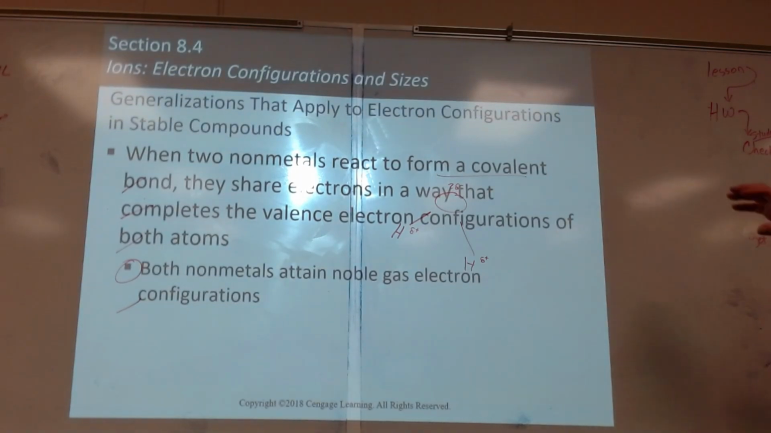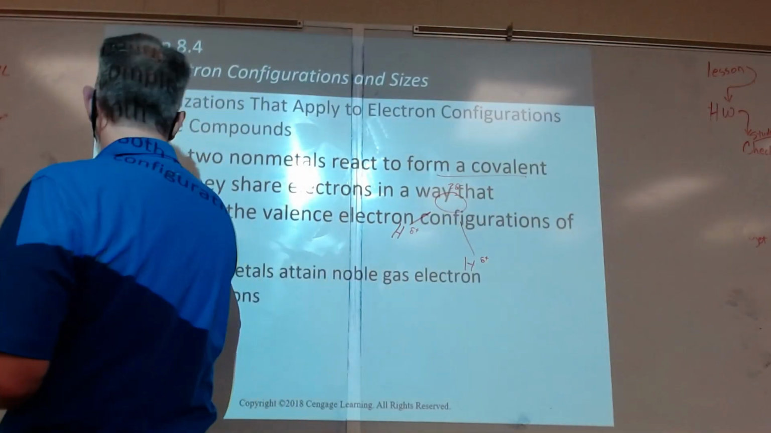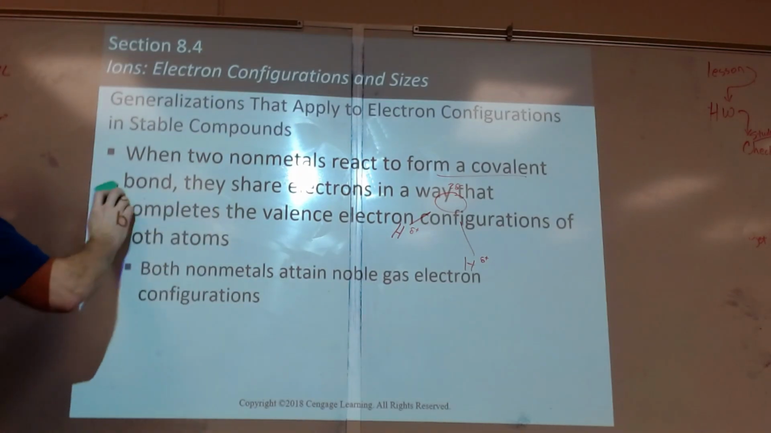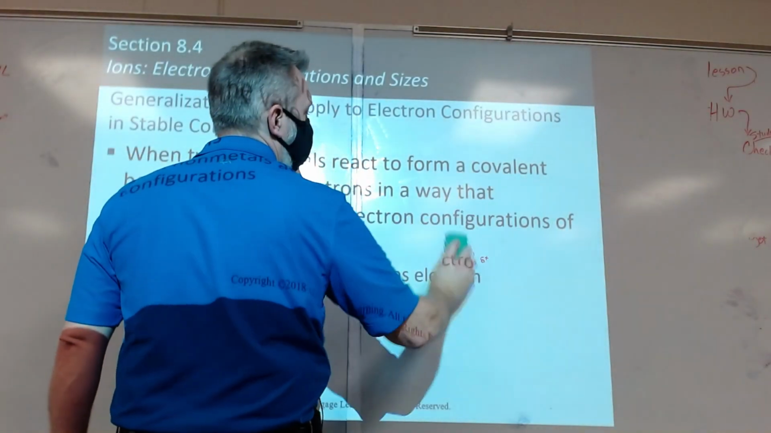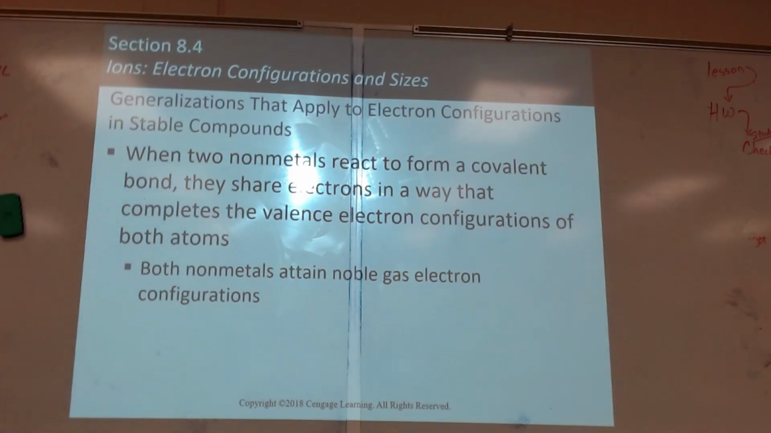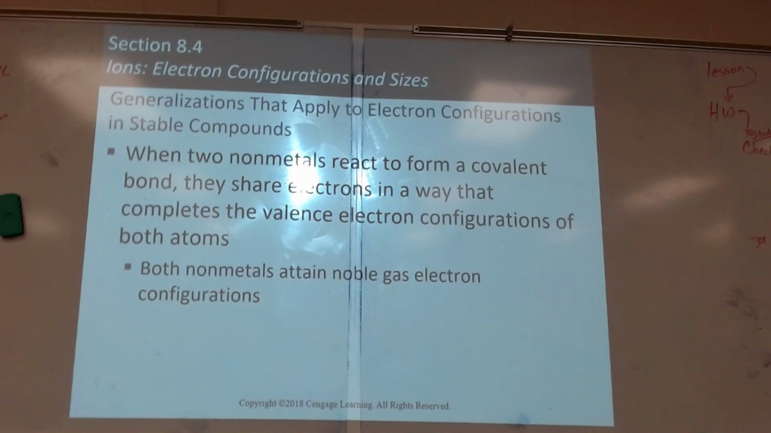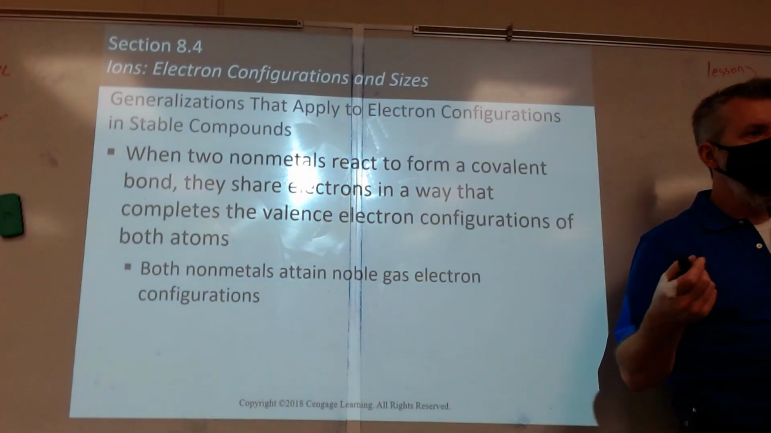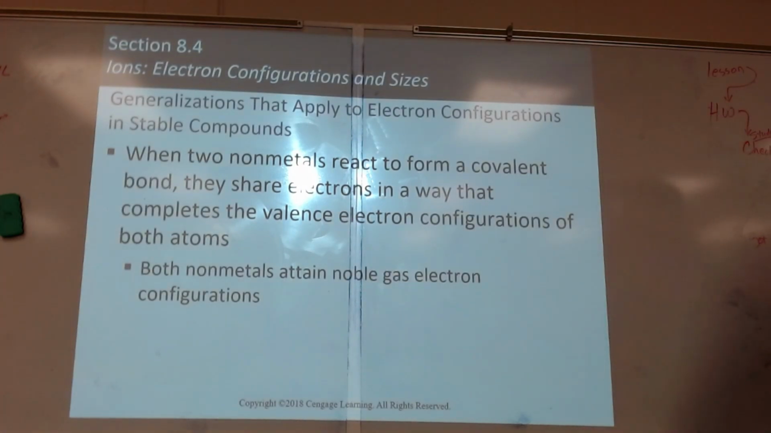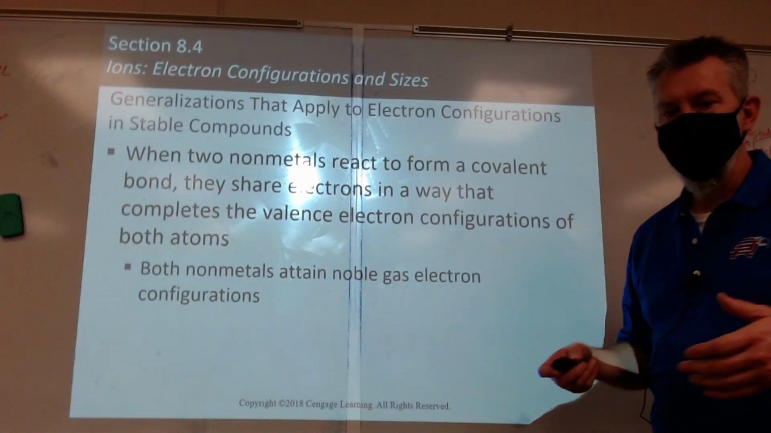All right, when two nonmetals form a covalent bond, they're going to share electrons in a way that completes the valence configurations of both of them. This is not new information. I know it's been a while. You may have slept a time or two since you heard this last year, but both nonmetals attain a noble gas electron configuration. That is, they complete their octet. That's the little junior high way of saying things, right?